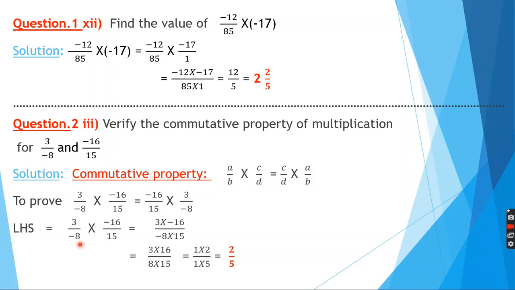LHS can be written as 3 by minus 8 into minus 16 by 15, equal to 3 into minus 16 by minus 8 into 15. That is, negative and negative can be cancelled. Therefore 3 into 16 upon 8 into 15, cancel the common factors. We are getting it as 2 by 5.